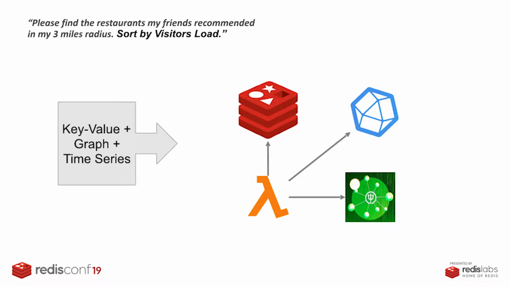I don't want to go into this restaurant and find out that I need to stand in line for 2 hours. So please find me the restaurants in my 3 miles radius that are not too loaded in this hour. So I'm probably going to add another database. I'm probably going to add some TimeSeries database into the picture. And I'm going to need to synchronize with this third one.